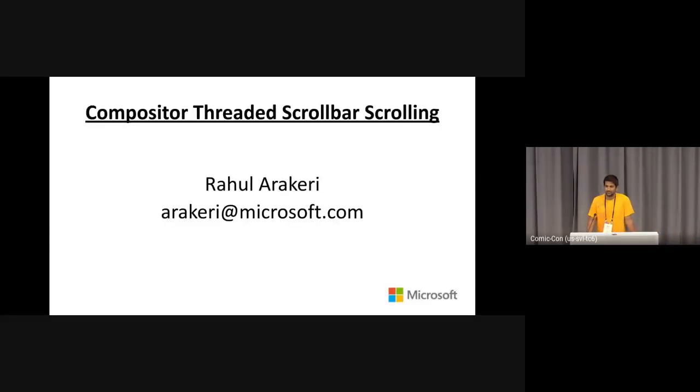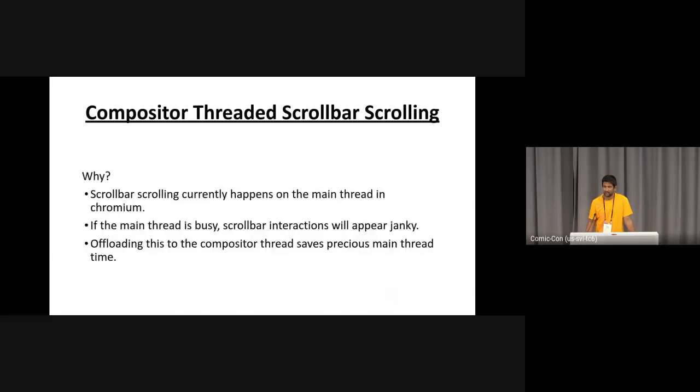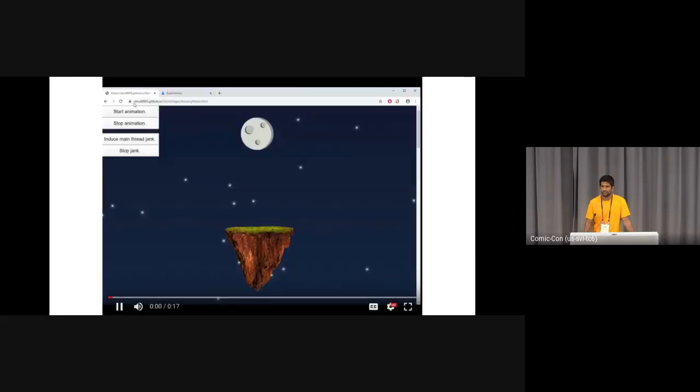Hello, everyone. I'm Rahul Arakeri from Microsoft, and I'm going to be talking about compositor threaded scrollbar scrolling. So a quick background of why we are doing this. Scrolling using the scrollbar as of today in Chromium happens on the main thread. So that obviously means if the main thread gets busy and you try to scroll using the scrollbar, the experience is going to be really janky. So offloading this off of the main thread and onto the compositor thread is going to help us save precious main thread time.